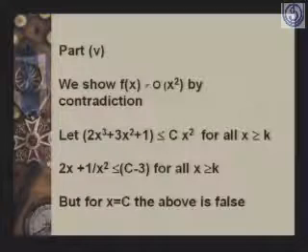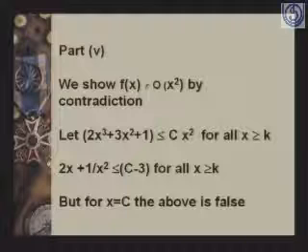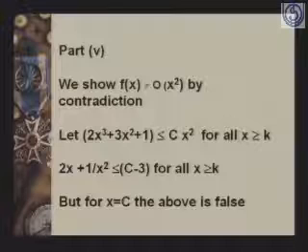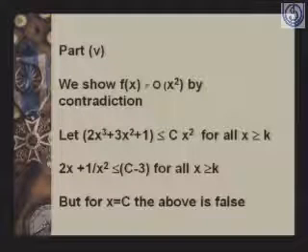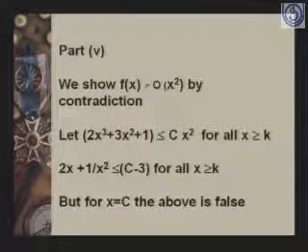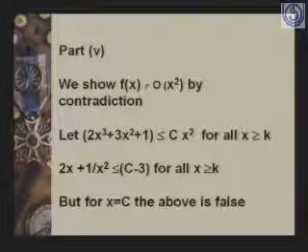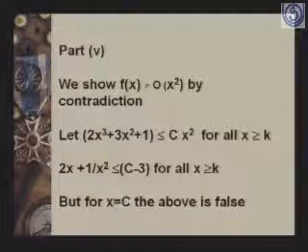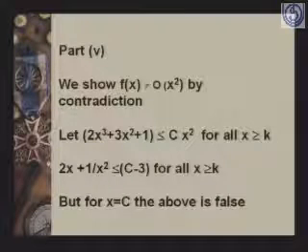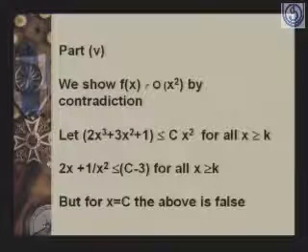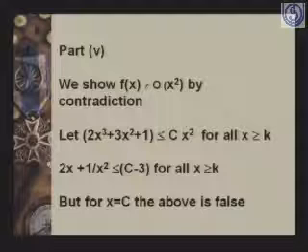What do we do? We divide throughout by x², because the inequality doesn't change if we divide by a natural number. Since x is a natural number, x² is also a natural number, and whenever we divide both sides by a natural number, the inequality is preserved. So on division by x², we get 2x + 3 + 1/x² is less than or equal to c. And because 1/x² is positive, if we drop it, the left side becomes still lesser, so we get 2x + 3 is less than or equal to c, that is, 2x is less than or equal to c − 3.